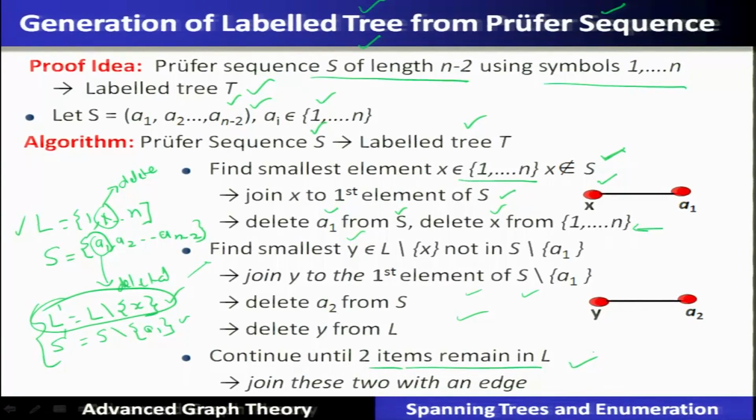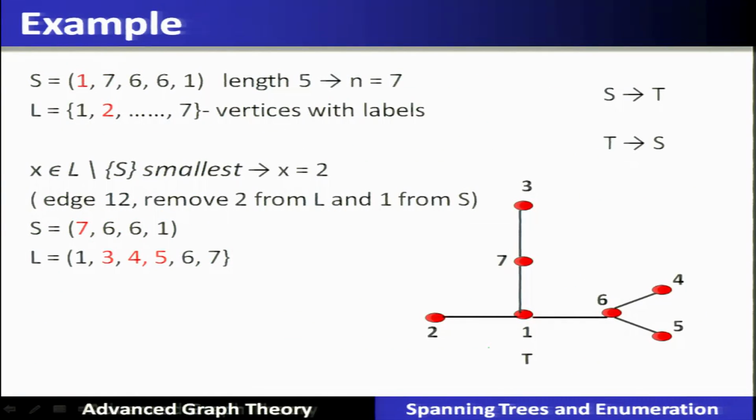Then when these two items remain, we are going to add an edge, and we conclude generating a labeled tree out of a given Prüfer code. Let us take an example. If the Prüfer code, let us say 17661, is given, here we can see that the length is 5 and the label set is L: 1, 2 and so on up to 7. So the smallest label here is 2, which is not present in S.